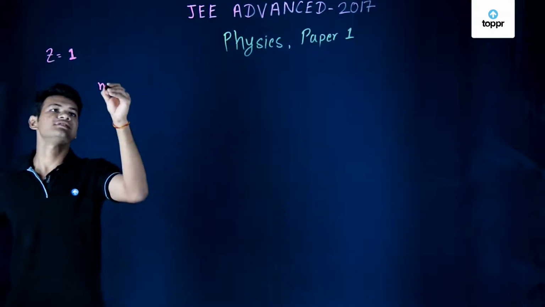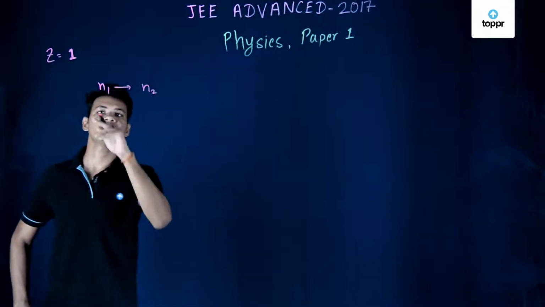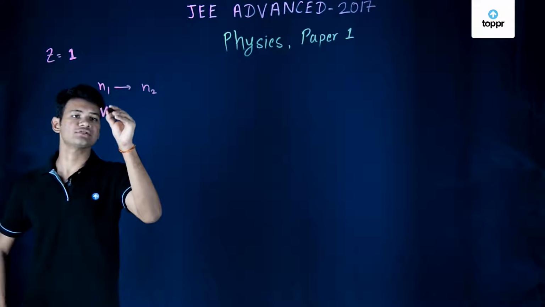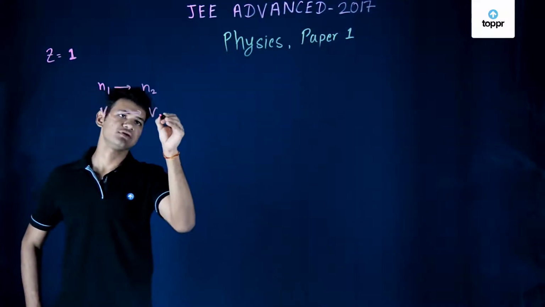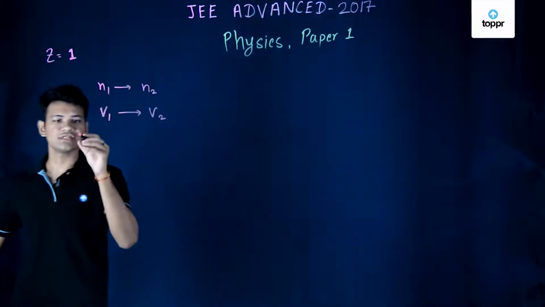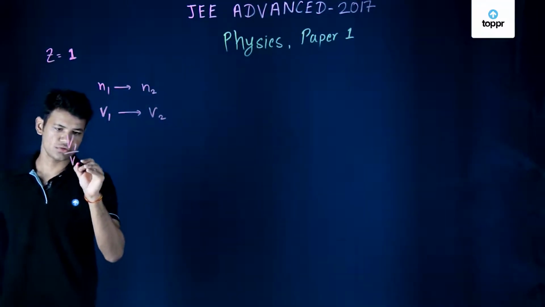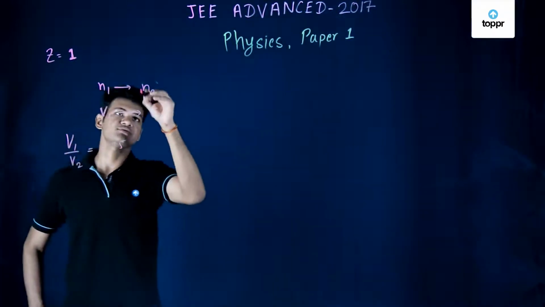So let us say that the electron goes from N1 quantum number to N2. The transition happens from N1 to N2, and let us say that the potential energy of the electron at N1 is V1, and it changes to V2. Now what we have been given is the ratio of these potential energies, V1 by V2 is equal to 6.25, and we need to calculate the smallest possible N2.